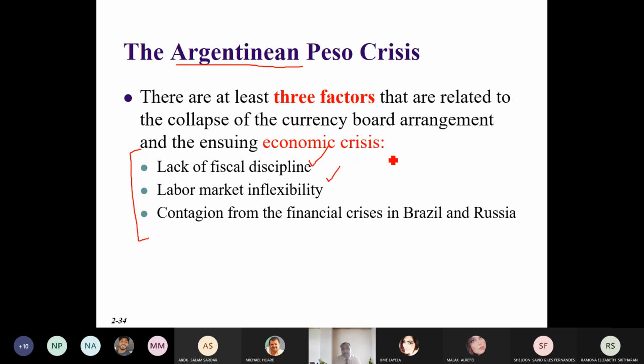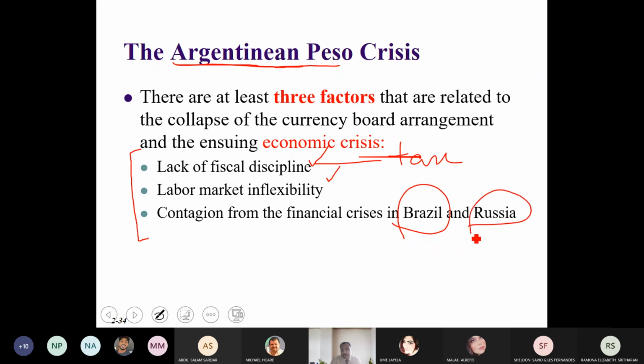The fiscal discipline. And I told you last time what is fiscal? The management of tax. That's called fiscal. Then labor market inflexibility. The labor market was not flexible because of course you have limited labor available in a country. Then at the same time, when the crisis happened in Argentina, a crisis was going on in the neighboring country. It was happening in Brazil as well as in Russia. So this crisis is a contagion. Contagion means parallel effect. This has a parallel effect on the economy of Argentina as well.